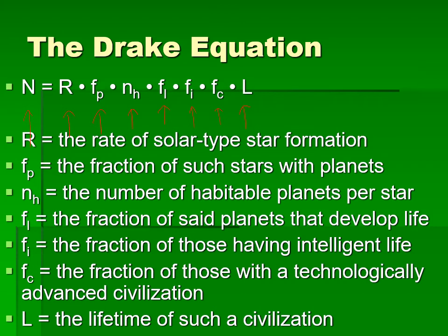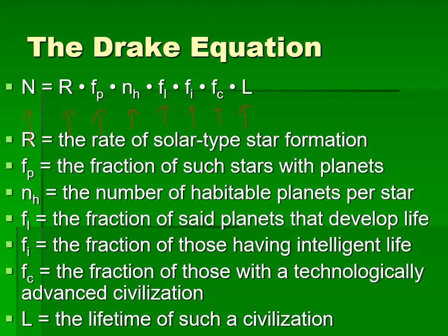What fraction of stars have planets? Well, we think most stars actually have planets. So that might be close to 1. Binary stars may get rid of their planets, and we know a lot of stars are binary stars. So maybe instead of 1, it's maybe half of stars end up with planets, keeping their planets.